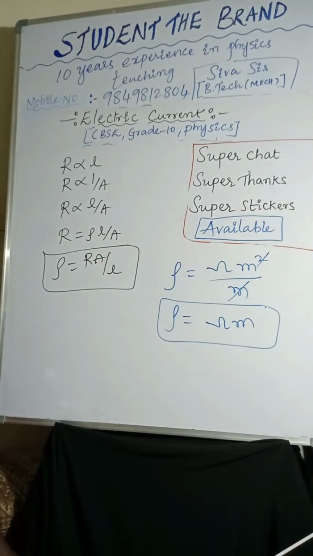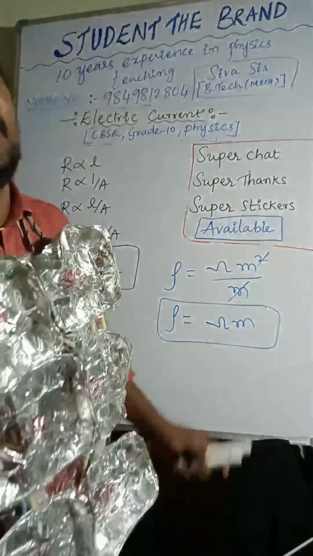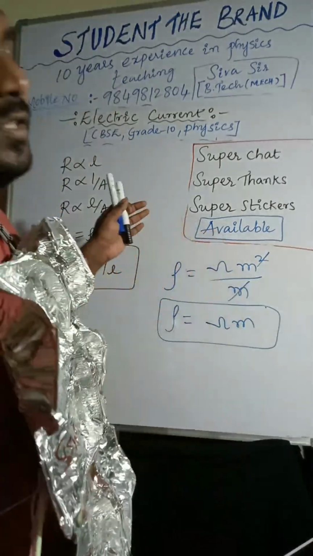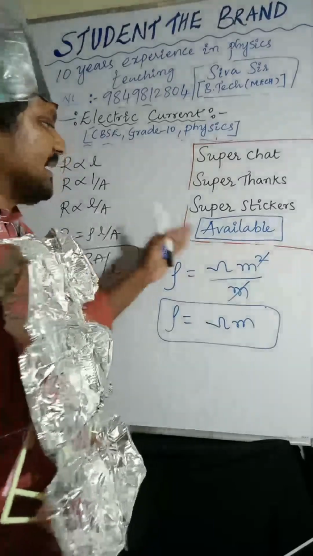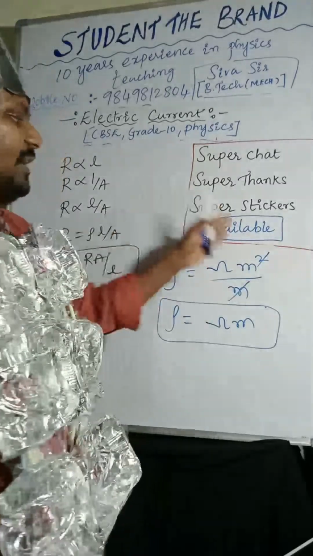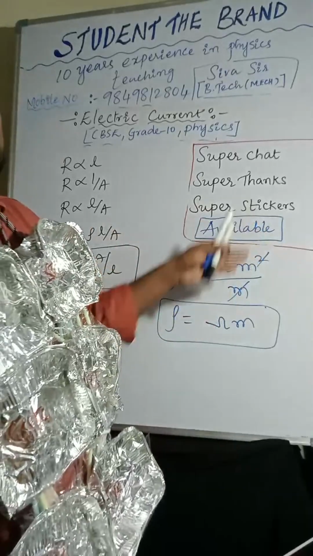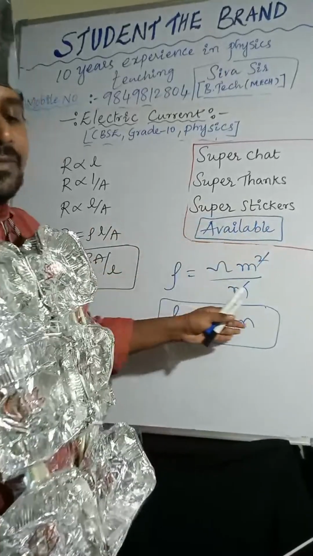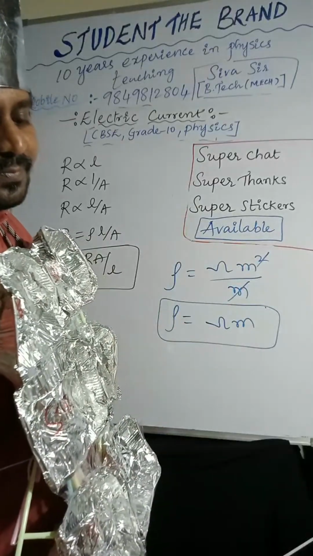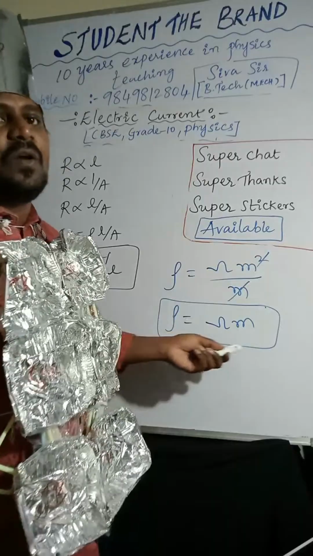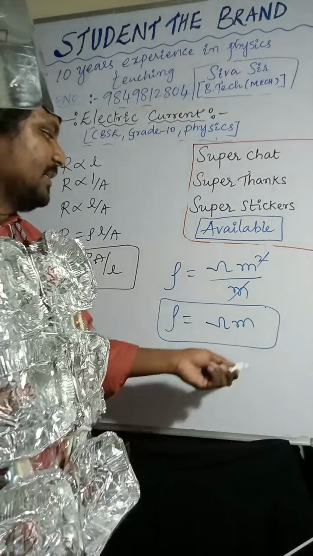So SI unit. If you are finding the SI unit of resistivity, here you can see resistivity is equal to the SI unit of resistance, ohm, over the SI unit of area, square meter, times the SI unit of length, meter. Meter gets cancelled. Resistivity is equal to ohm meter.